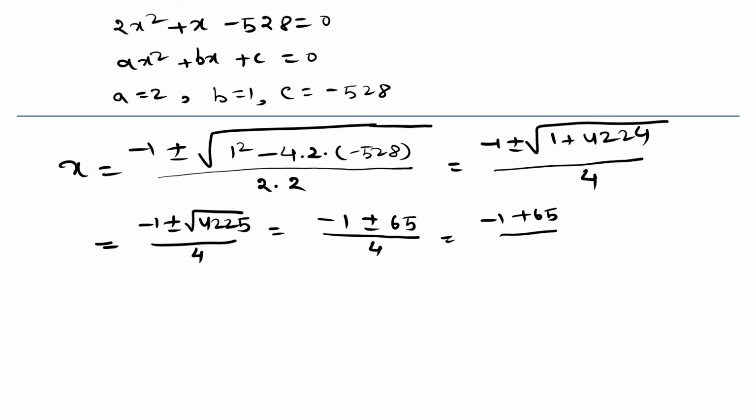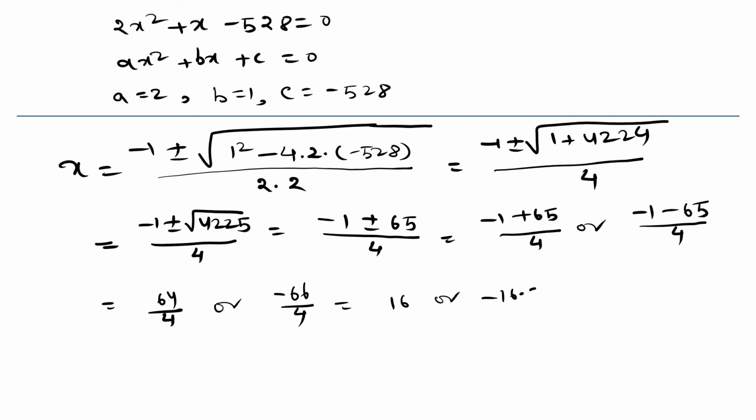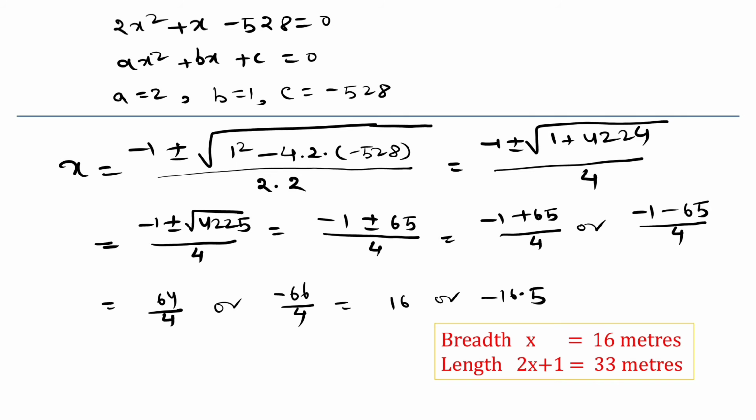First taking the positive sign, minus 1 plus 65 by 4, and then taking the negative sign, minus 1 minus 65 over 4. That gives us 64 by 4 or minus 66 by 4, or 16 or minus 16.5. Since length cannot be negative, we discard the negative root. So breadth is 16 and therefore length will be 2 times breadth, that is 32, plus 1, meaning 33 meters. So length and breadth are 33 meters and 16 meters respectively.